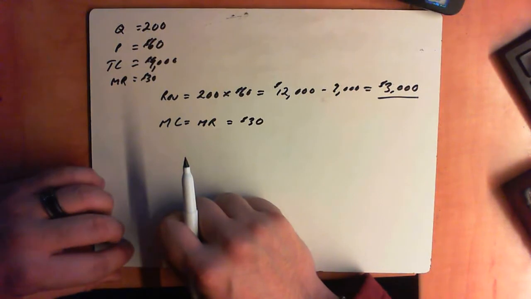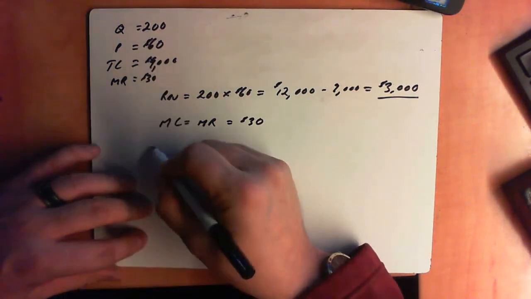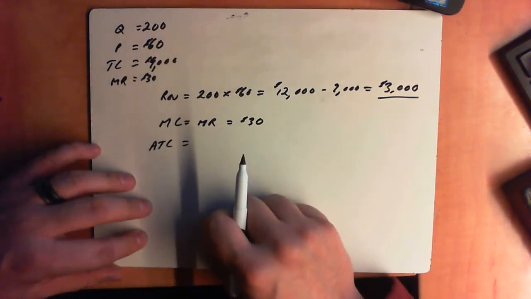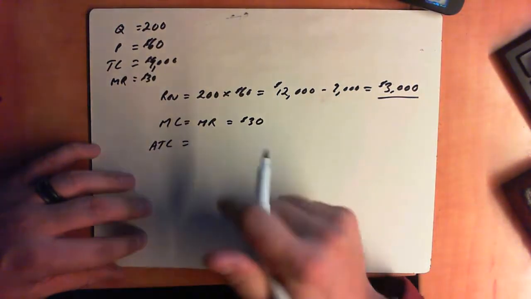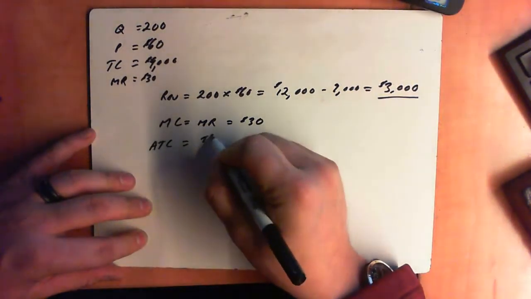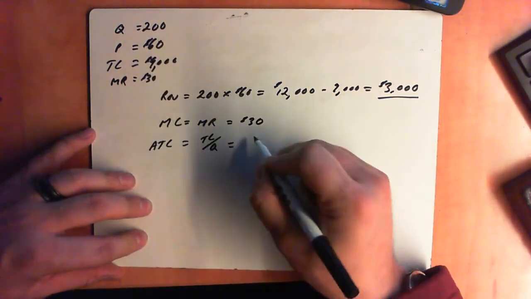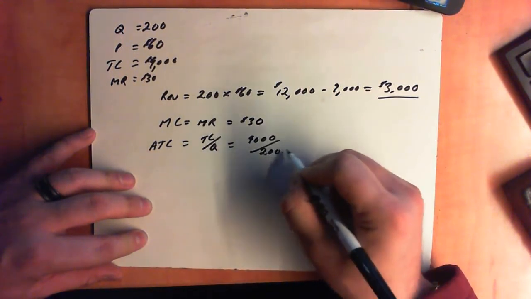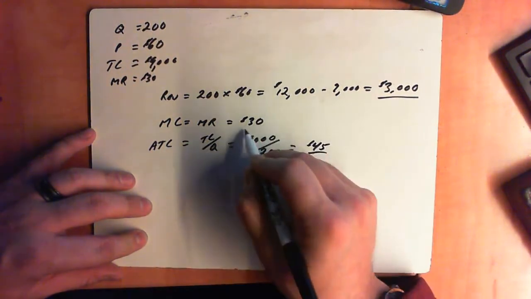And finally, it's going to ask you, what is the firm's average total cost, or ATC? Its average total cost is the total cost of 9,000 divided by the output of 200, because again, it's the total cost divided by quantity produced. In this case, the total cost is 9,000 divided by the quantity produced of 200. Its average total cost is then $45.